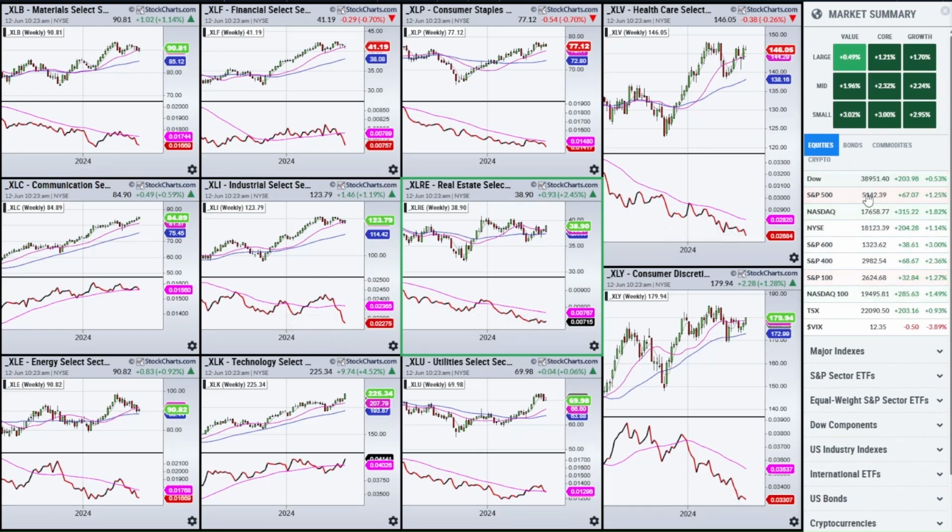Anyway, I just wanted to cover that because when you look at these, none of them really look all that great except for XLK, which has turned up. The XLU is turning here. This is actually a pretty nice improvement, but it has pulled back over the last 2 or 3 weeks and is potentially re-breaking its moving average. So anyway, I thought that was worth touching on.